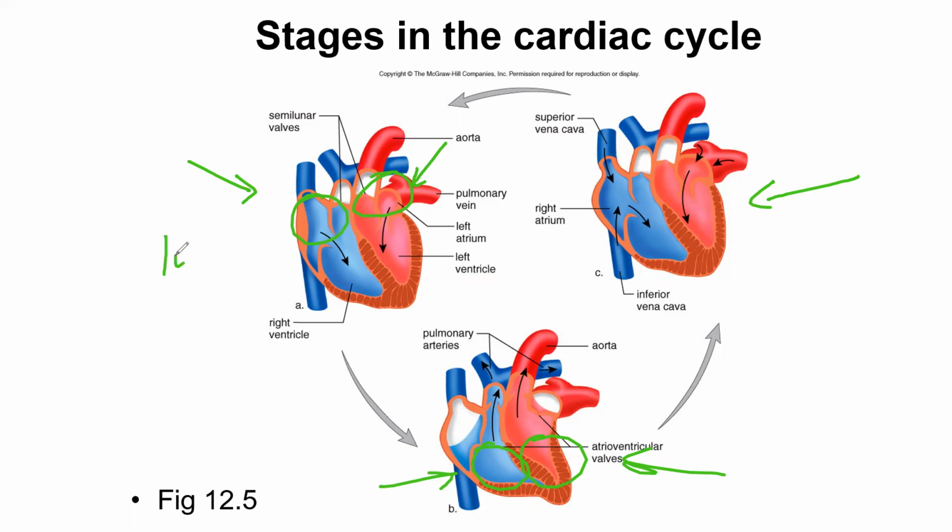So this is your lub. This is your dub. And this is like the break. Because it doesn't go lub dub, lub dub, lub dub. It goes lub dub, break, lub dub, break, lub dub, break. So it's atria contract, then ventricles contract, then they both open up. Pretty straightforward. Easy peasy lemon squeezy. Okay, I'm going to clear those, and then we can move on.